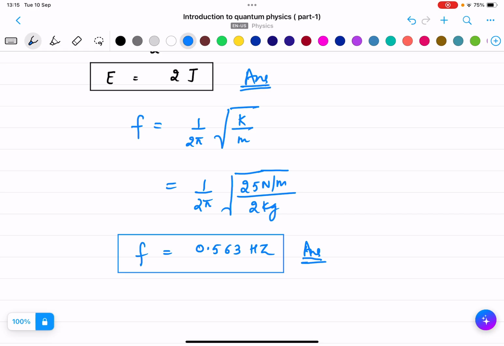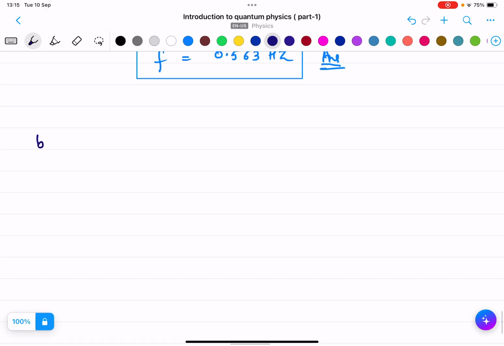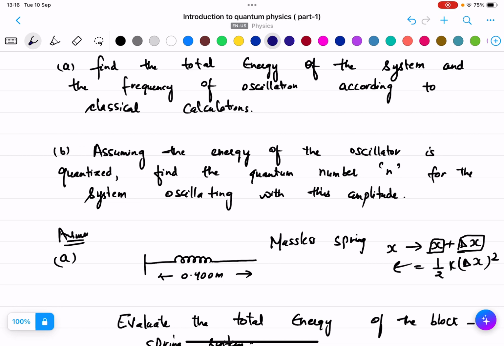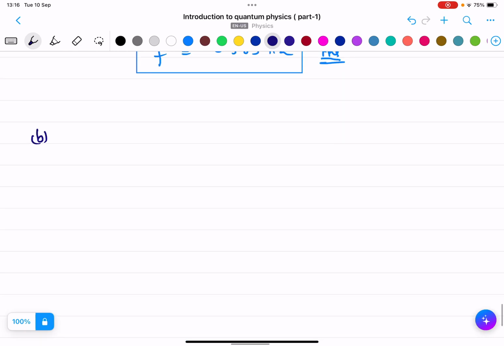Now what is the B part saying? Let's see the question again. Assuming the energy of the oscillator is quantized, find the quantum number n for the system oscillating with this amplitude. So we need to find out the quantum number n. How to find out the quantum number now? So quantum number n equals En by hf.